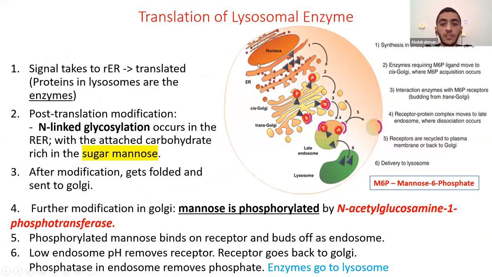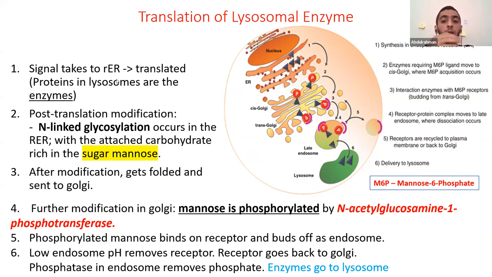So now the next thing will be sent. The previous one was an example of proteins that will be sent outside the cell. Now, proteins that will be sent into the lysosomes will include the enzymes, right? Because lysosomal proteins are basically enzymes that are responsible for breaking down whatever we're taking into the cell.